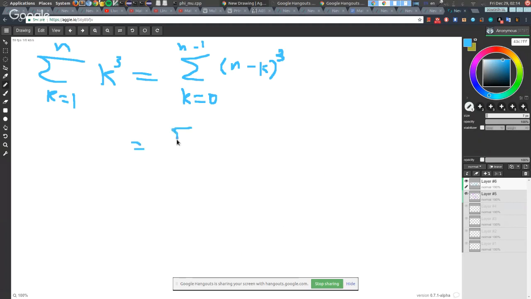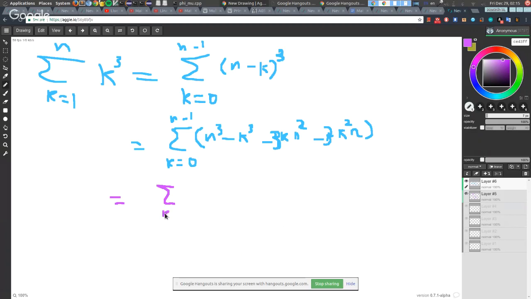So this expression is equal to the sum for k from 0 to n minus 1 of n cubed, minus k cubed, minus 3 times k times n squared, minus 3k squared times n. So this is what we have here. We'll try to expand this.